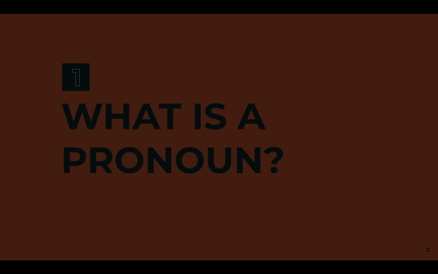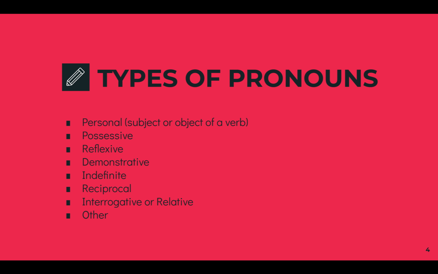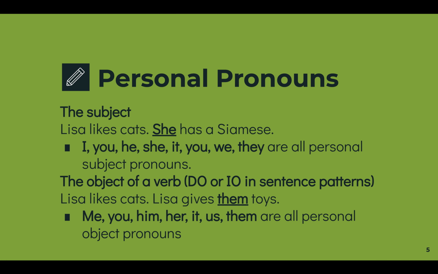All right, what is a pronoun? A pronoun is a word that takes the place of a noun. Okay? There are different types of pronouns, and we're going to be going over these together. A personal pronoun is often the subject, such as Lisa likes cats, she has a Siamese. I, you, he, she, it, you, we, and they are all personal subject pronouns.